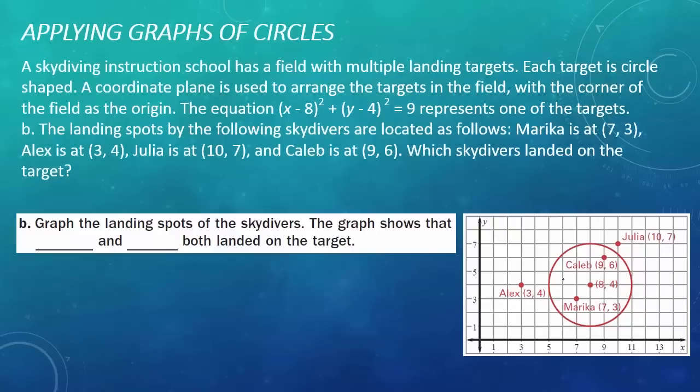Part B, the landing spots of the following skydivers are located as follows. Marika is at 7 and 3, Alex is at 3 and 4, Julia is at 10 and 7, and Caleb is at 9 and 6. Which skydivers landed on the target? To do this, you want to graph all of these coordinate points and see which ones actually landed in the target. The graph shows that both Marika and Caleb landed on the target.